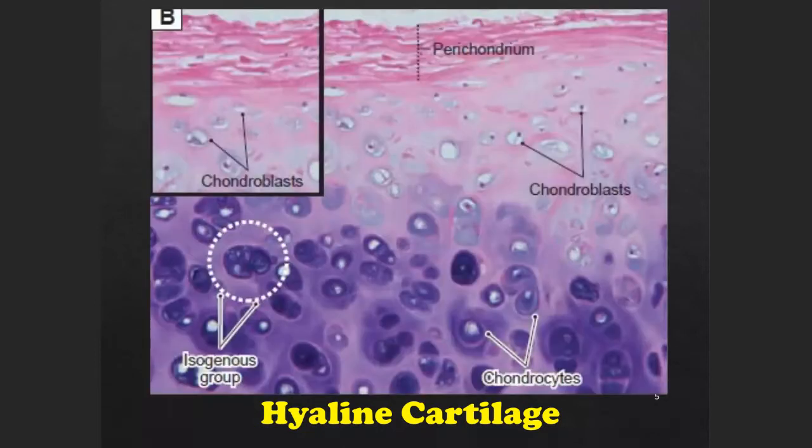Now see, this is your H and E picture. What we have discussed is what we are again going to revise. See, this is your perichondrium. Now the perichondrium will have these flat cells. Below the perichondrium you will have these chondroblasts. So these all are your chondroblast cells. Below the chondroblast, what you are seeing are your chondrocytes. When they are arranged in clusters, they are called your isogenous group, and these all are your chondrocytes. So this is a picture of your hyaline cartilage.